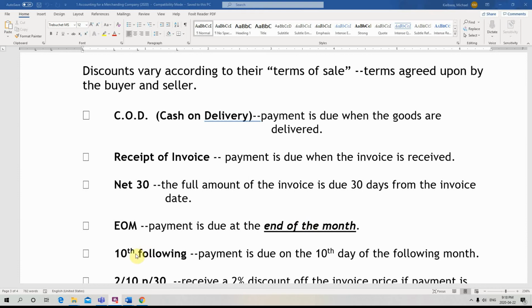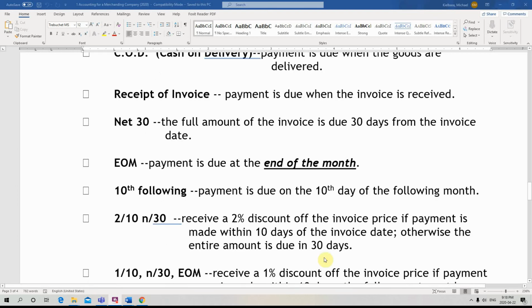All right, the next one is 10th following. What that means is payment is due on the 10th of the following month. So if the invoice date was January 24th, then full payment is due on February 10th. Okay. The next one is in relation to discounts. Okay, that says 2/10 net 30. Okay, what that means is you get a 2% discount if you pay within 10 days. Otherwise, the full amount is due in 30 days.